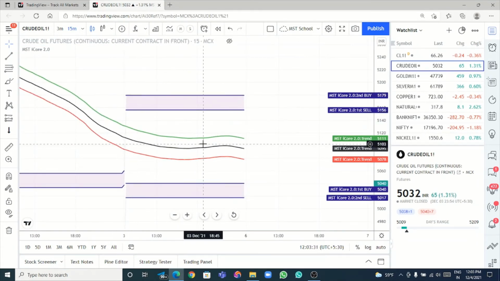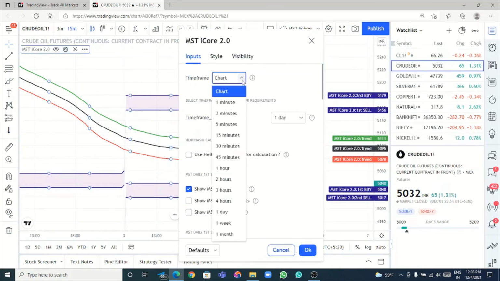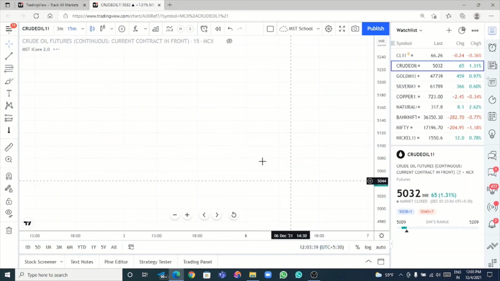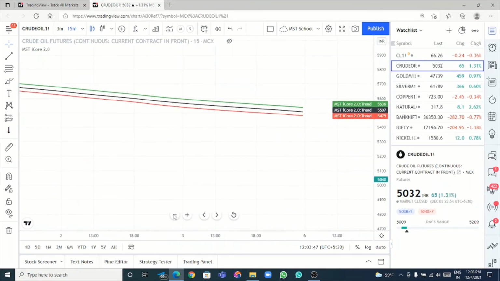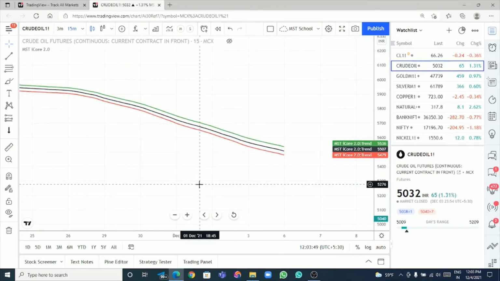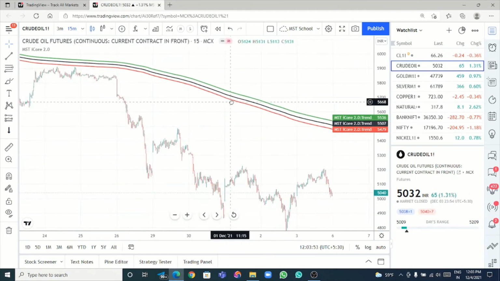So now I have enabled for the 15 minutes. Suppose I want to know what is the trend in the 1 hour, but I will not be changing the 15 minutes time frame on my chart. I want to know the trend of the market in 1 hour time frame. See here, in 1 hour time frame, what is the trend? The trend of the market is sell trend.